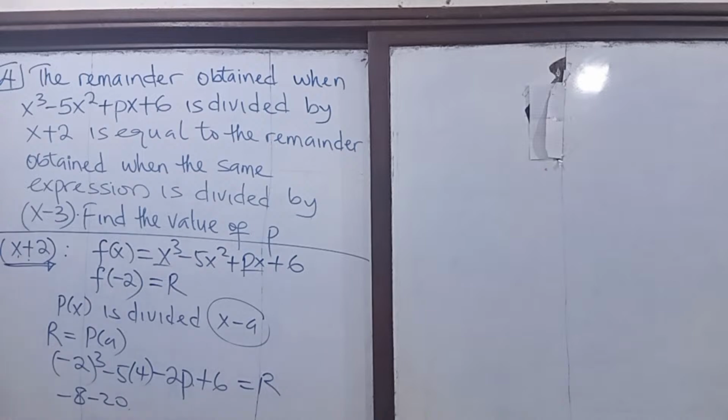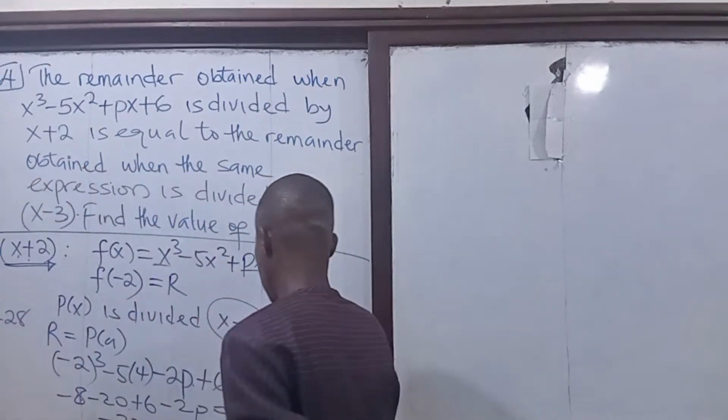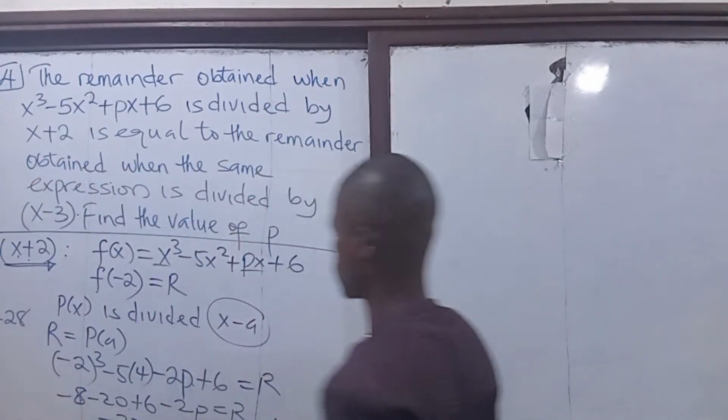Then we can have plus 6 minus 2p equal to r. We combine these together: minus 8 minus 20 is minus 28, plus 6 is minus 22, so minus 22 minus 2p equals r. So that's that. You can just note that equation as equation 1.